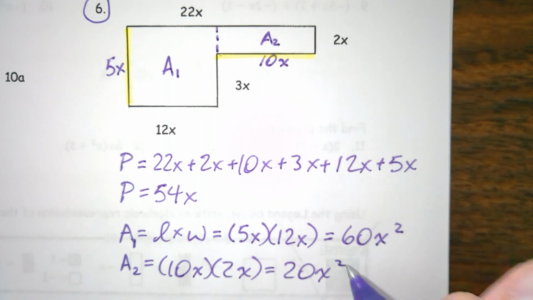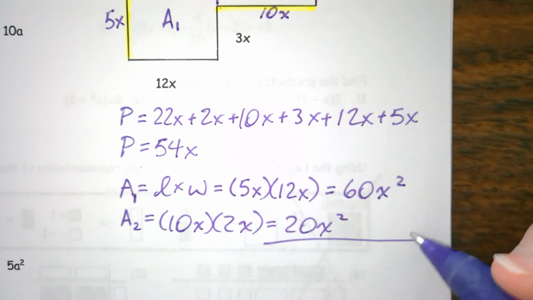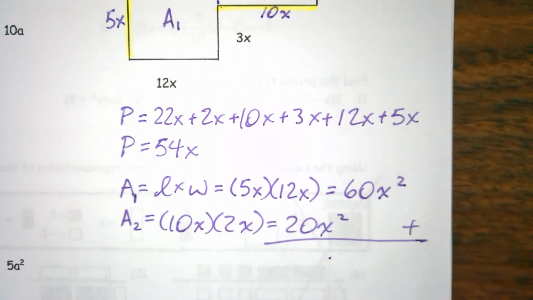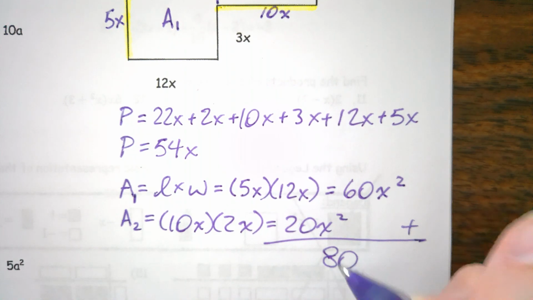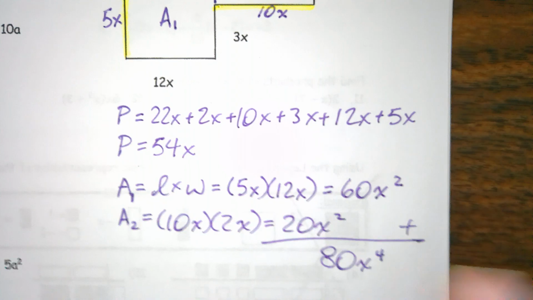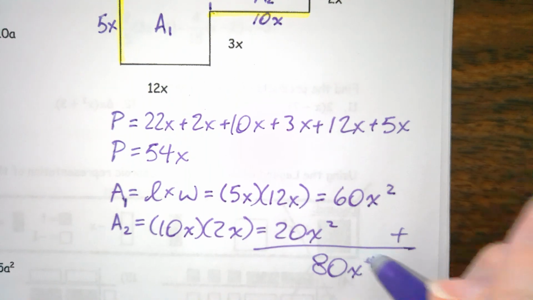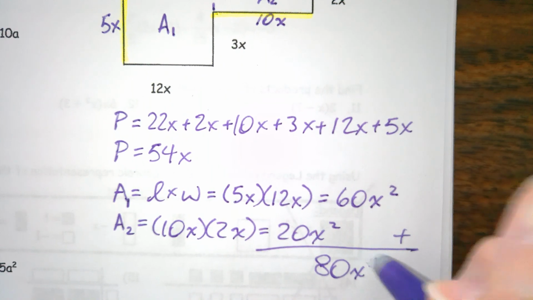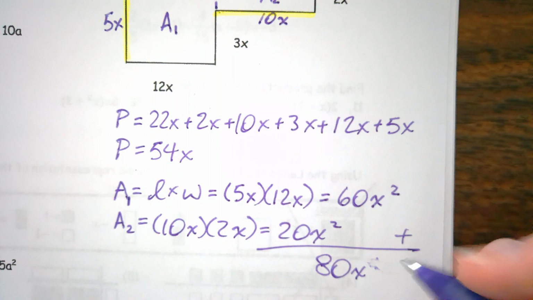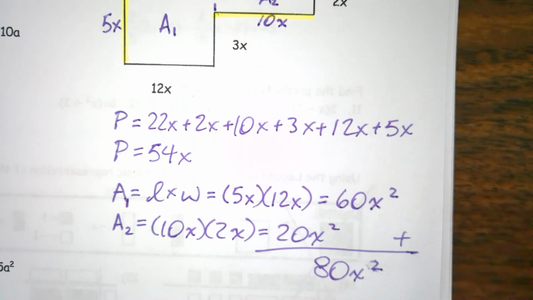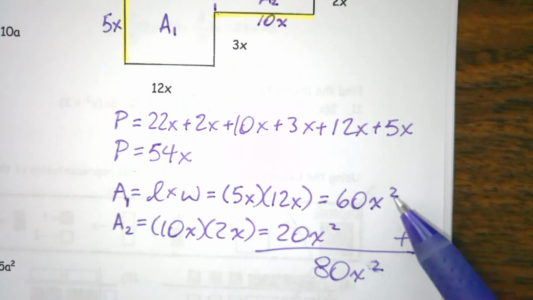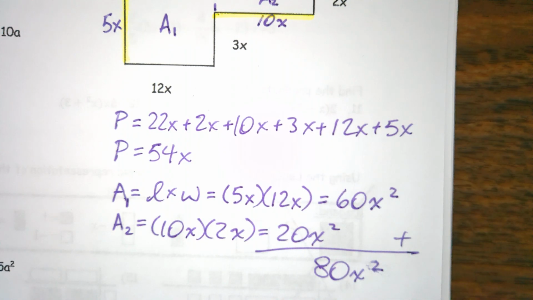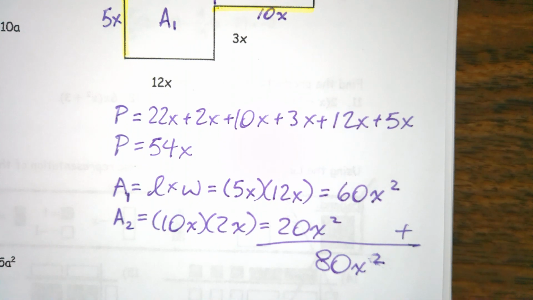20x squared. So when you add it together, you get, let's see, 60x squared plus 20x squared, right? 80x squared. Oops, I was just going to say, not 4. Okay, because the exponent doesn't change. Just like right here, when we're adding x, it stays as x. Here, when we add x squares, it stays as x squared.